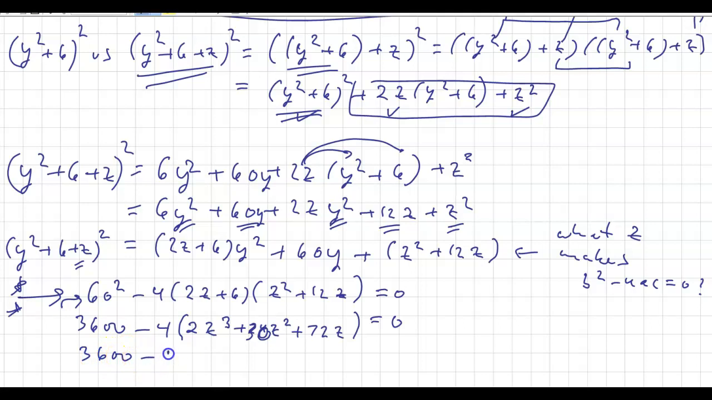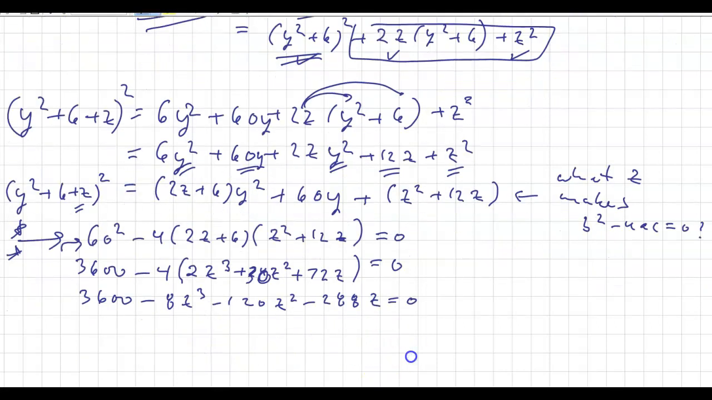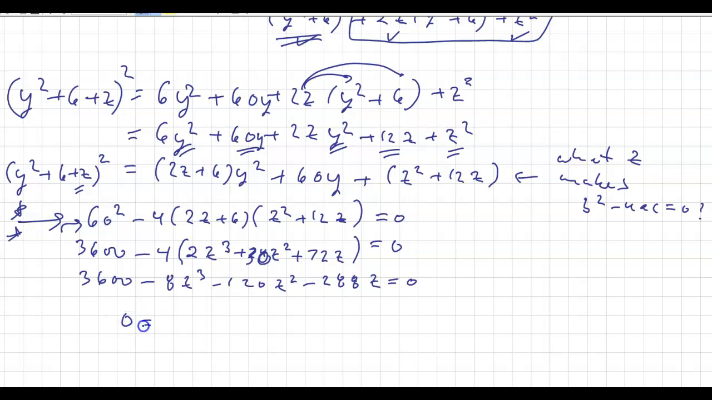Distribute the minus 4 through, so it's minus 8z cubed minus 120z squared. 72 times 4 is 288z. I'll move everything over to the right hand side. 8z cubed plus 120z squared plus 288z minus 3600. And then I'm going to divide everything through by 8.